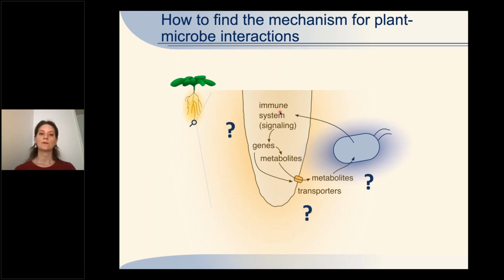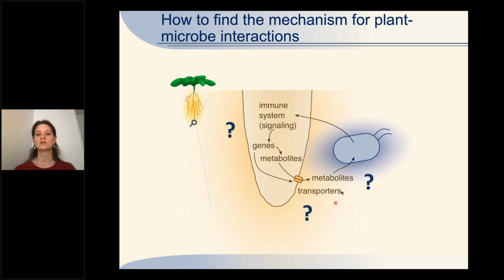Now, in my group that I started recently at the University of Zurich, we focus on 3 aspects of this interaction currently. The first of which is when microbes are sensed by the plant's immune system, how does that then result in gene expression or metabolic changes at the end? So what changes when the plant sees the different microbes?